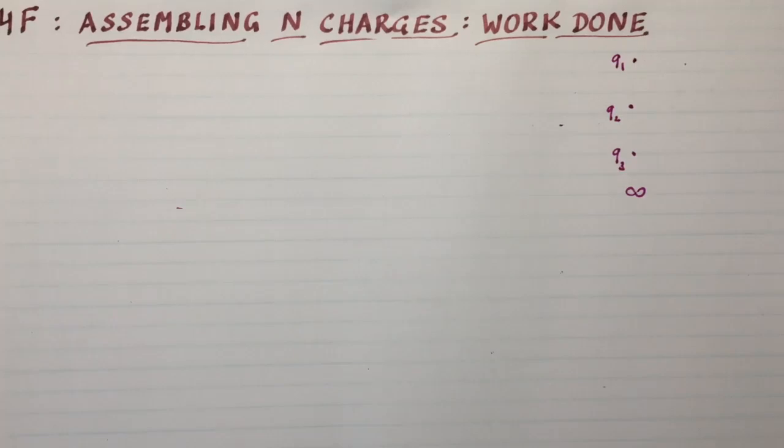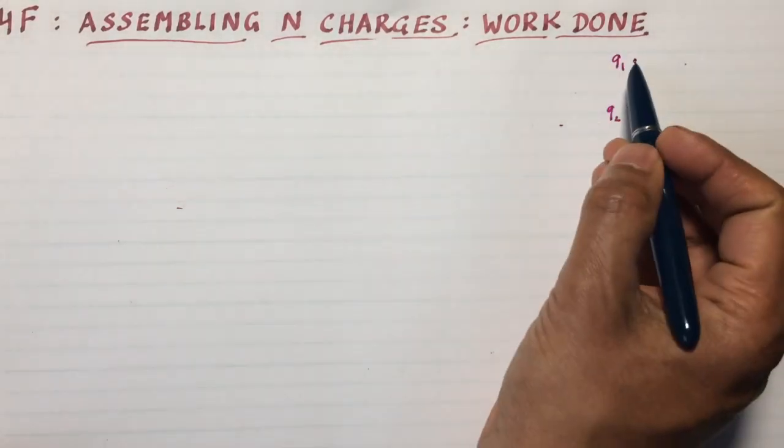I'll discuss the work done assembling a group of charges. Now, at the end, I'll give you a formula for an arbitrary number of charges, but let's start with 3 charges. I have them at infinity. They're just waiting there to be called. So let's take the first charge and bring it from infinity to some point.